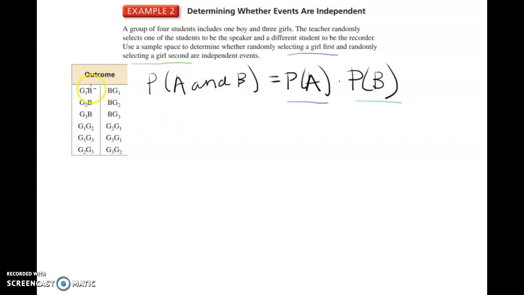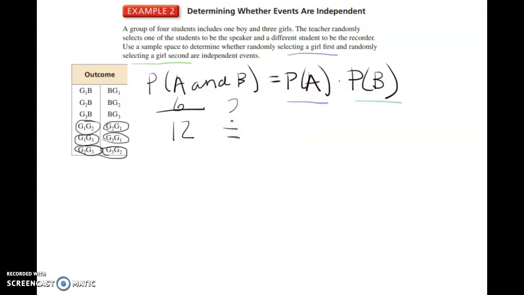So we have 12 choices total. And the probability of first a girl and then a second girl is 6 out of 12. And now we want to see if that's equal to the probability of A times the probability of B.